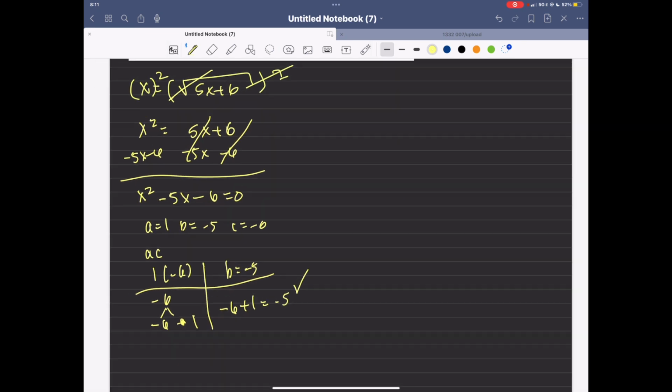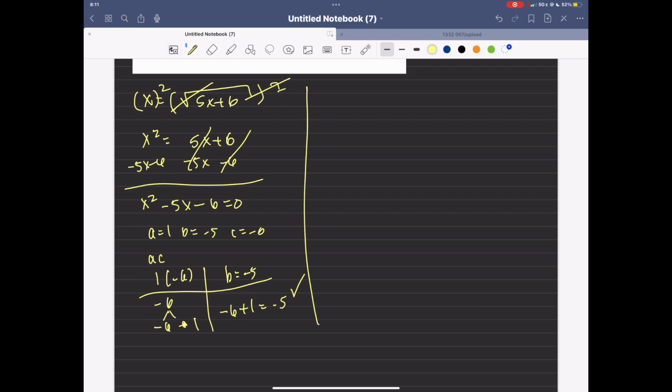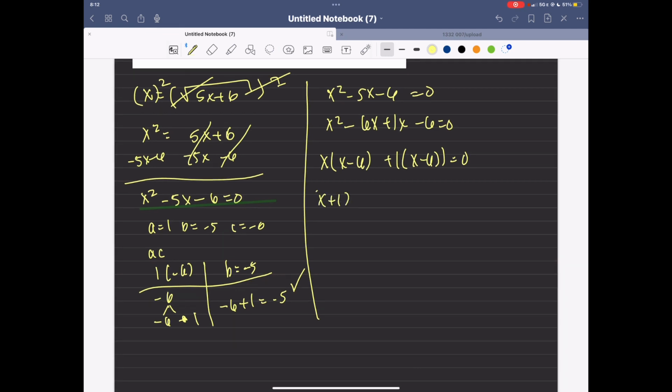So then, let's see, we're going to expand this right here. x squared minus 5x minus 6 equals 0. x squared minus 6x plus 1x minus 6 equals 0. x times x minus 6, and then plus 1 times x minus 6. Your linear factors are going to be x plus 1, x minus 6 equals 0, so x equals negative 1, x equals 6. So we're going to do true or false to test our solutions.